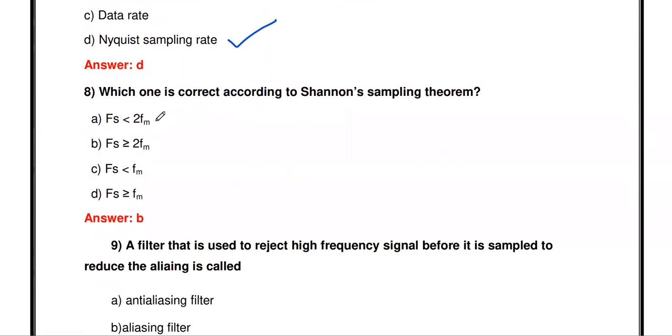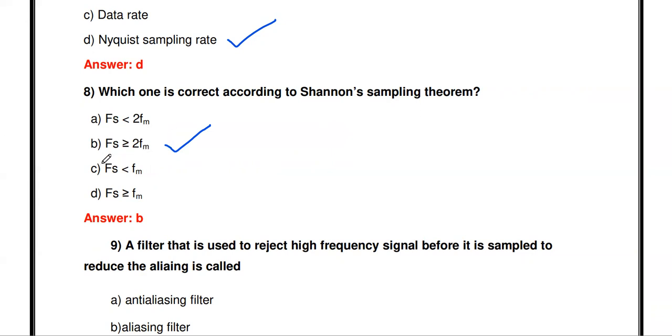And the next one: which one is correct according to the Shannon sampling theorem? We have to select among: Fs less than 2 Fm, greater than or equal to 2 Fm, less than Fm, greater than or equal to Fm. The sampling frequency Fs must be greater than or equal to twice the maximum frequency of the message signal. So this is the correct answer.